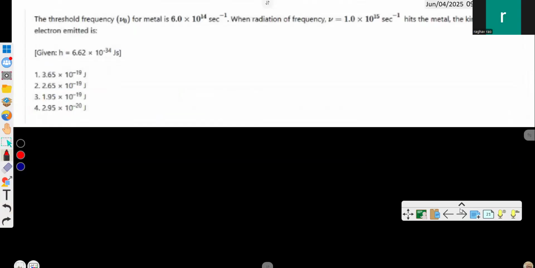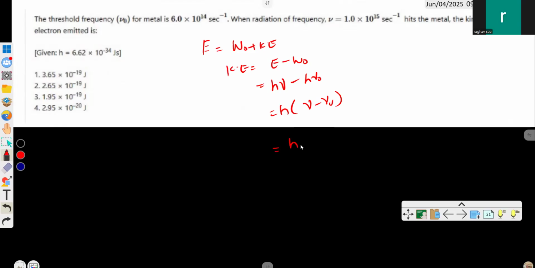Next, threshold frequency, kinetic energy. So we know this photoelectric equation again. Energy of a photon is equal to work function plus kinetic energy. Kinetic energy is equal to energy of the photon minus work function. Energy of the photon can be given as h nu, minus work function, h nu naught. If I take h common, h into nu minus nu naught. So nu value is 1.